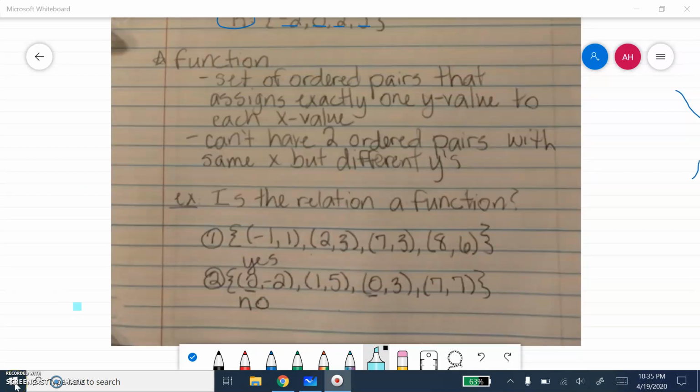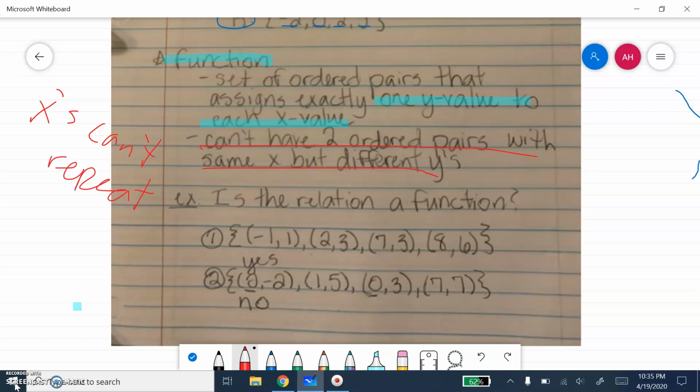Okay, the next thing in section 3.6 talks about functions. So a function is a set of ordered pairs that assigns one y value to each x value. The easier way to remember that is that a function can't have two ordered pairs that have the same x but different y's. So what I always say is that the x's cannot be repeated. So for a function, the x's can't repeat.